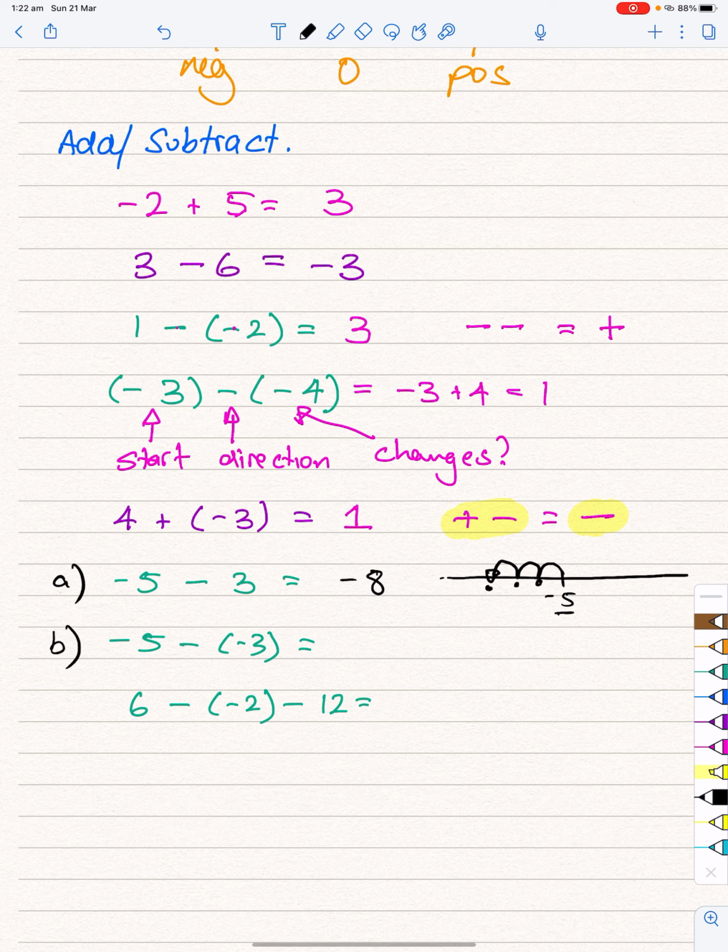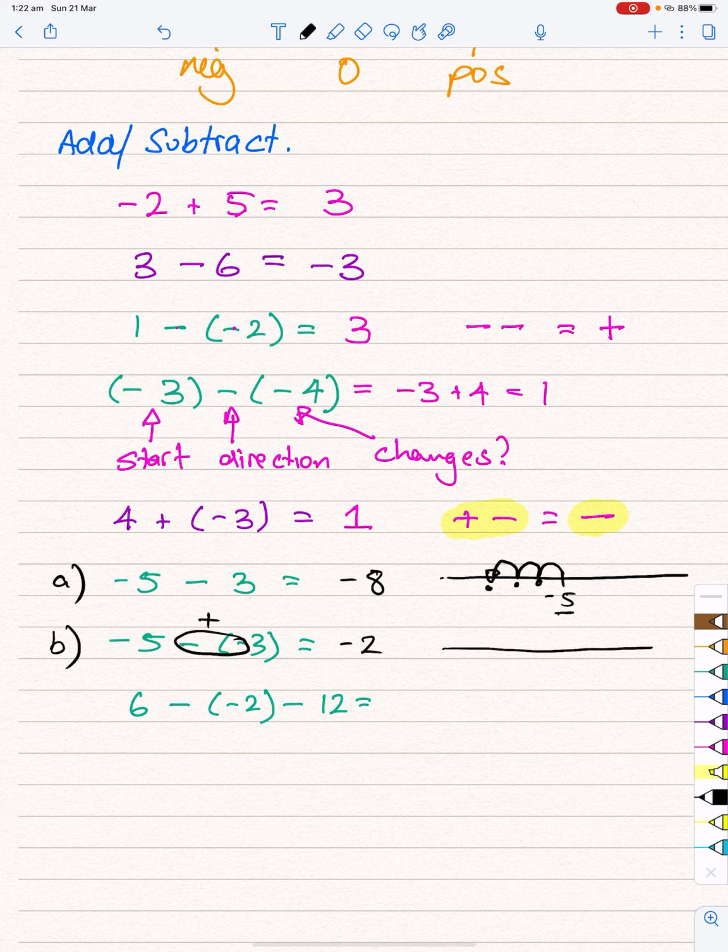Now let's do the second one. -5 take away -3. I can replace these two minuses that are next to each other with a plus. So if I start at -5 and I plus on 3, I'm going to end up at -2.